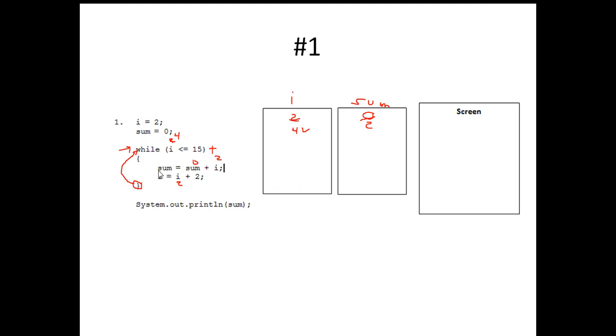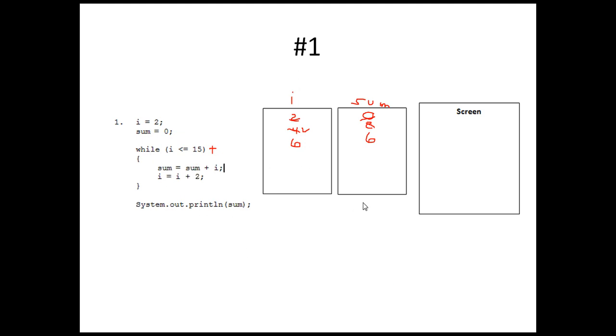It's still true, so it jumps inside the loop, and the sum is now assigned to whatever the sum is, which now is 2, plus whatever the I is, and the I is now 4. As you can see in the memory locations, that's where you look. So now the sum is assigned to be 6. The next line, I is assigned to whatever I is plus 2. I is now 4, and so I is now assigned 4 plus 2, which is 6. The next line down is a brace that tells us that we need to go back to the while statement.